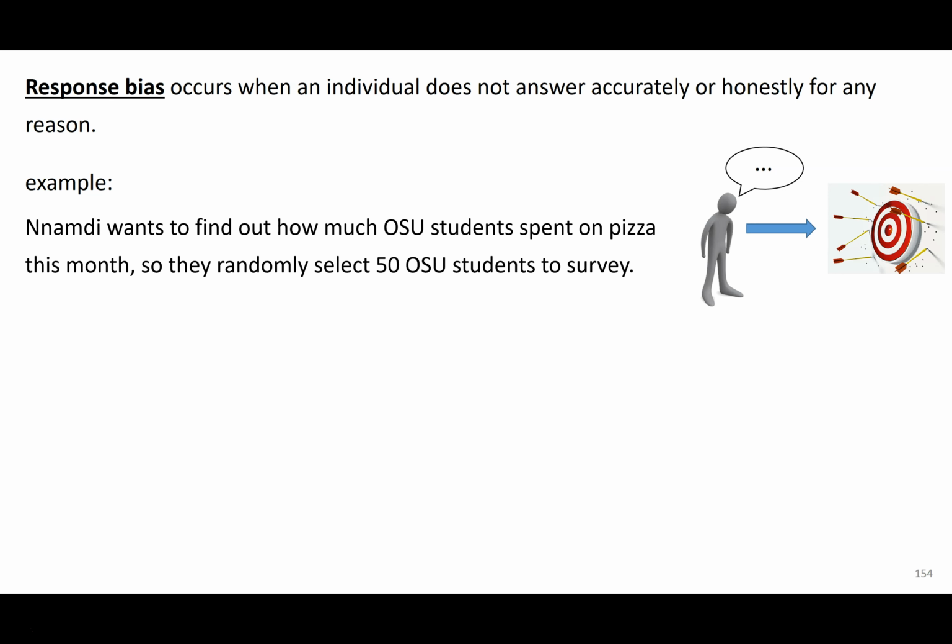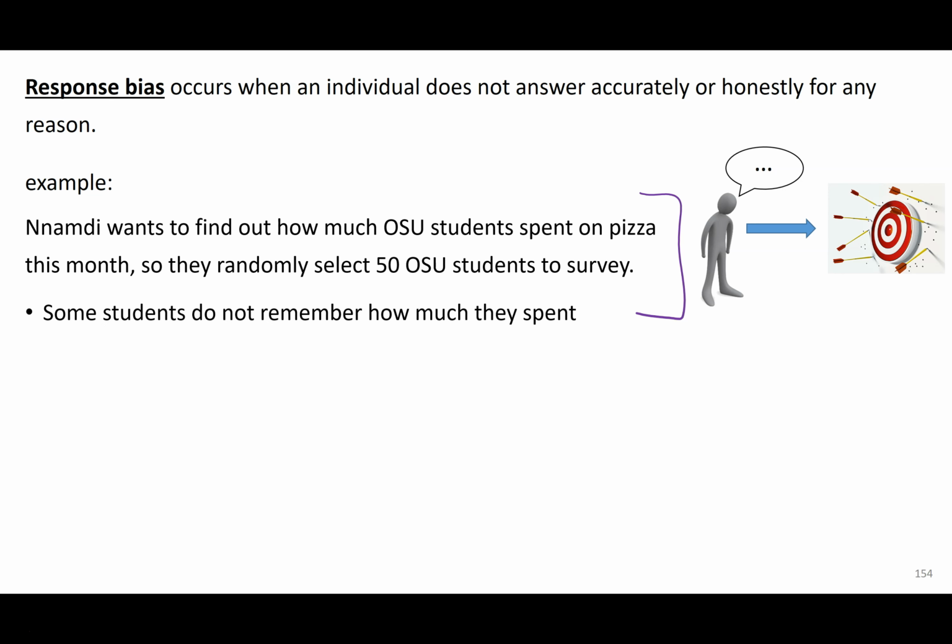So just to show a few examples, Namdi still wants to know how much people are spending on pizza, so they select 50 students to survey. But some students don't remember how much they spent. Some students, they might guess at how much they spent, and that would be a problem. Some students, they might be embarrassed. Maybe they don't want to reveal the big bucks that they threw down on pizza that month. So they might downplay how much they actually spent.